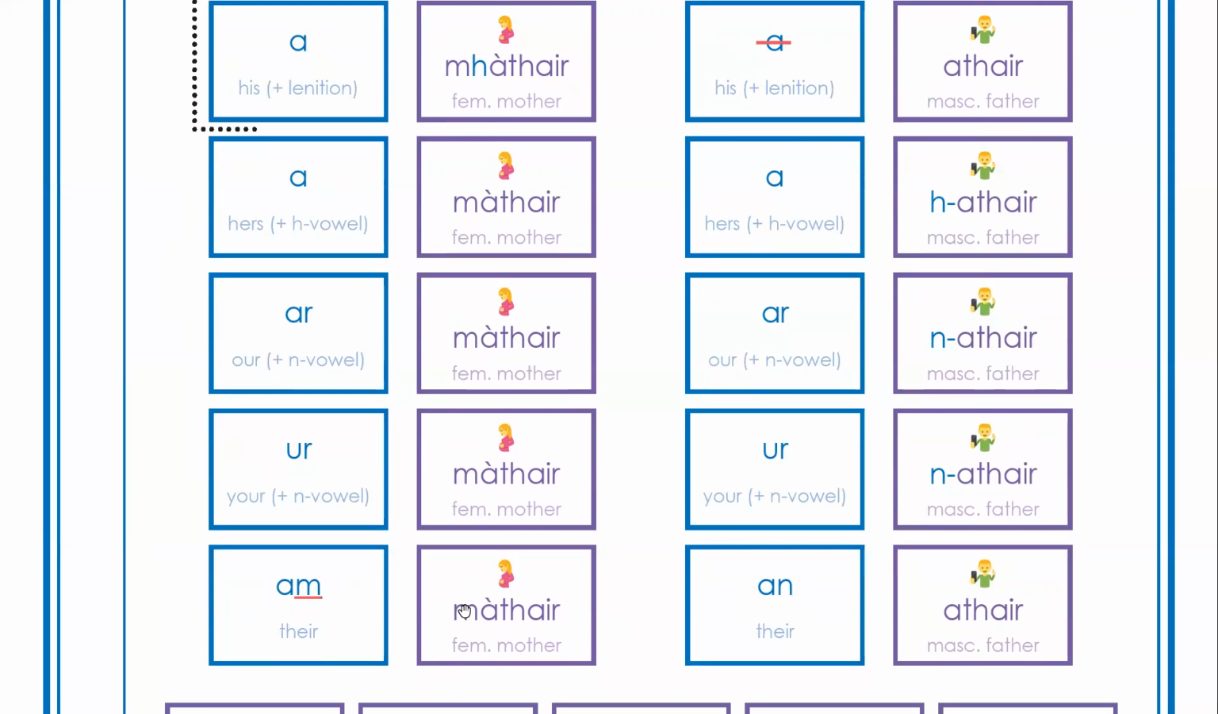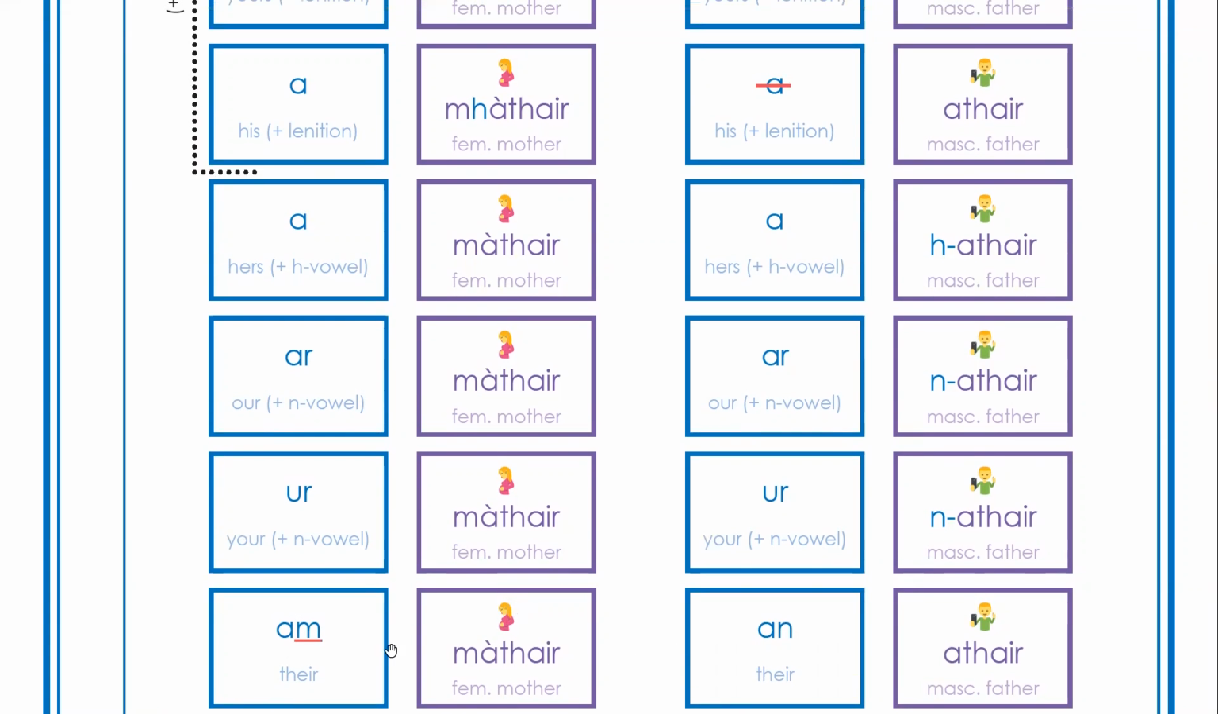How would we know that that isn't his mother? Well, màthair is feminine. So if it was his mother, it would be a with an apostrophe, a mhàthair. Am màthair, their mother.